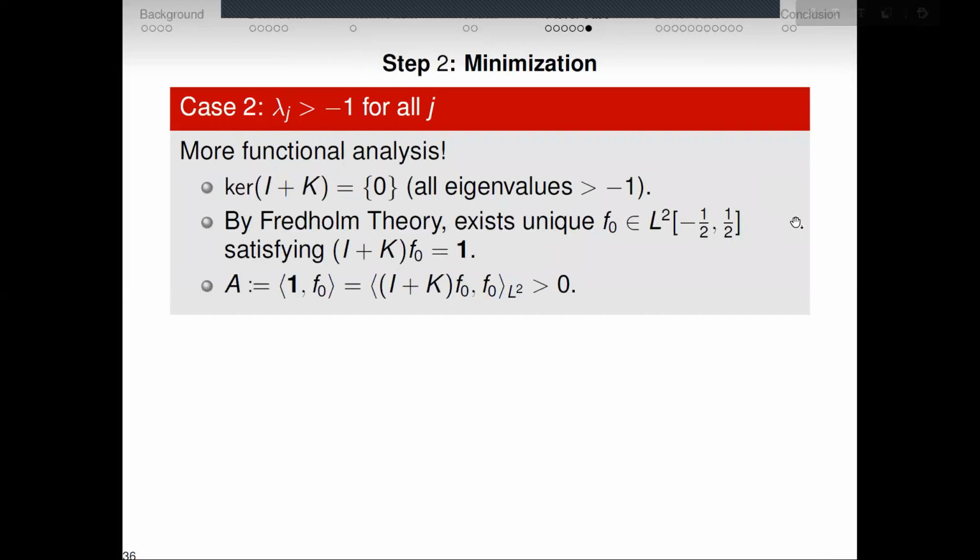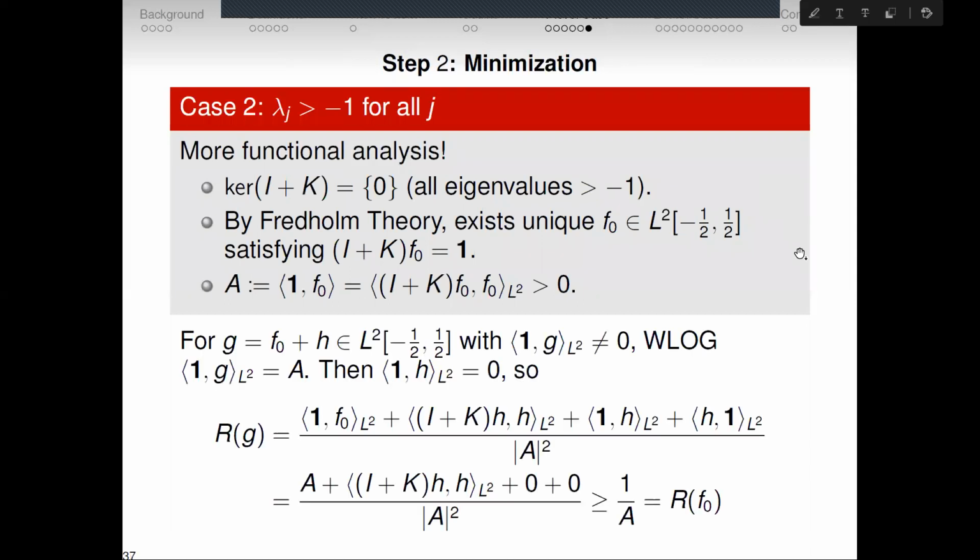Then by Fredholm theory, there exists a unique function f0 that is mapped to 1 by I plus K. So f0 is determined by an integral equation. With some more work, we can show that such f0 is the minimizer we are looking for, and the minimal value is given by the inverse of the inner product of 1 and f0.